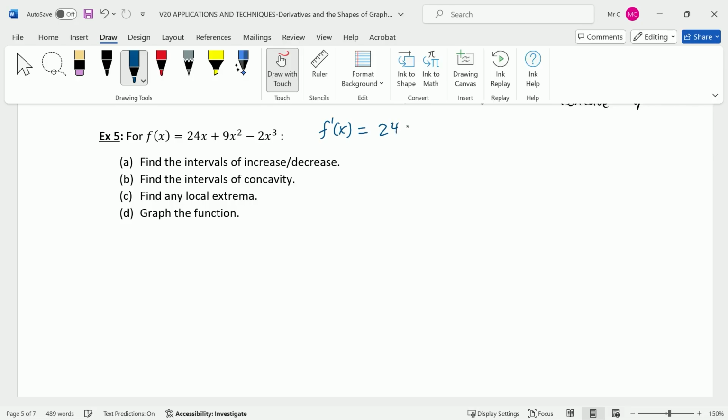All right, so f prime of x will be 24 plus 18x minus 6x squared. And if I want to find out where this derivative is 0, I'm going to need to factor it. The easiest way to do that in this case is to first factor out the negative 6 here. So I pull out the negative 6. This term will be a positive x squared, and the 18x will become a negative 3x, and the 24 will become a negative 4.